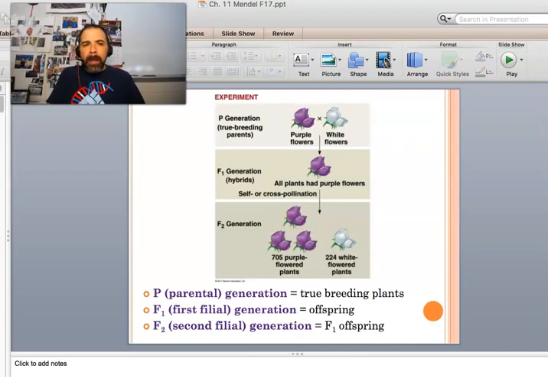So here's his experiment. Again, not too much about history of him, but what you really need to know is some of the terms like P is parental generation, which in this case is the true breeding. So you have purple and white, F1 first filial, F2 second. If you look at these results, you cross the P1s, you get all purple in the F1, but once you cross the F1s, you get this interesting ratio of 3 to 1.